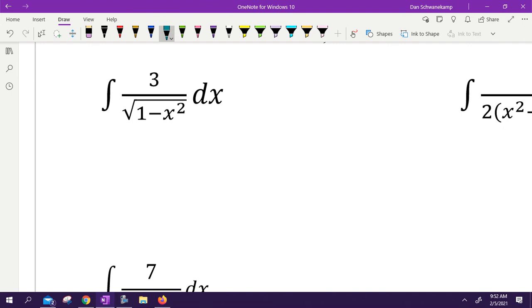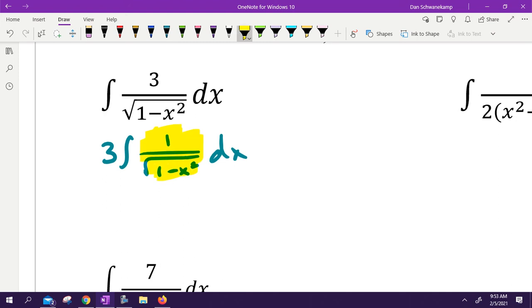So looking at this problem, is there any constant in this problem? A 3. So I'm going to take that 3 and factor it out in front. So I pulled that 3 out. Now I'm left with 3 times the integral of 1 over the square root of 1 minus x squared dx. Gosh, I've got to do something with this. Do we know anything that when I take the derivative of it gets me that? That is arc sine.